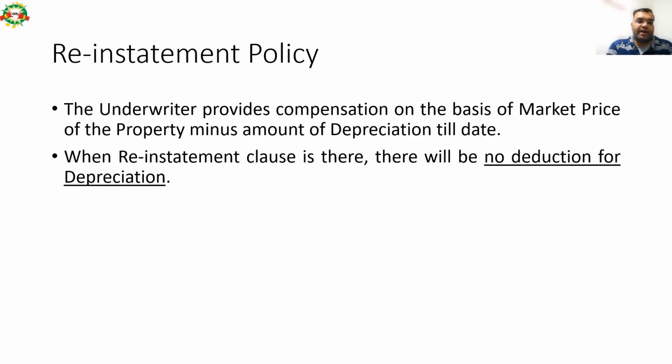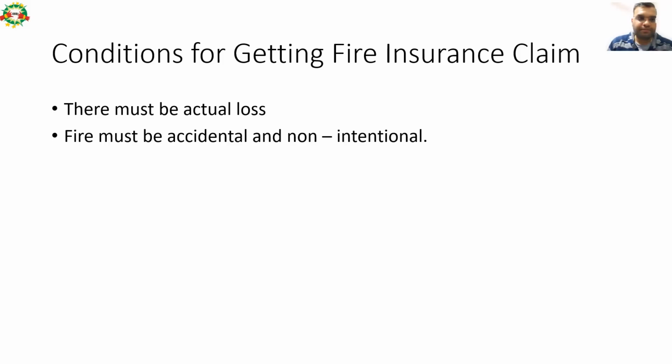Here the underwriter provides compensation on the basis of market price of the property minus the amount of depreciation till date. Normally this happens in the policy, but in case of reinstatement policies, or policies with a reinstatement clause, there will not be any deduction for depreciation. So whenever in the numerical it is mentioned that the insurance policy has a reinstatement clause, and we are required to calculate the insurable amount or claim amount payable, then deductions for depreciation will not be made. So it is like a zero depreciation policy kind of.